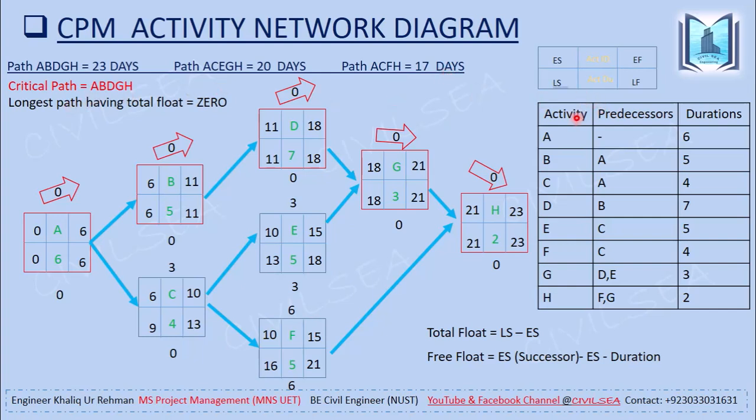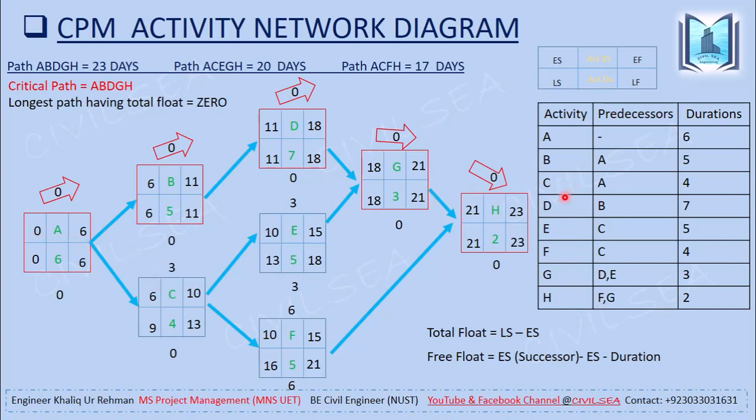So first of all, in this column, activities are being placed, and in this column, predecessors of the activities are being placed. So here, start from the left side. This is the first activity A, and you can see that there is no predecessor of activity A. The next activity is activity B, and the predecessor of activity B is activity A. The predecessor for activity C is activity A.